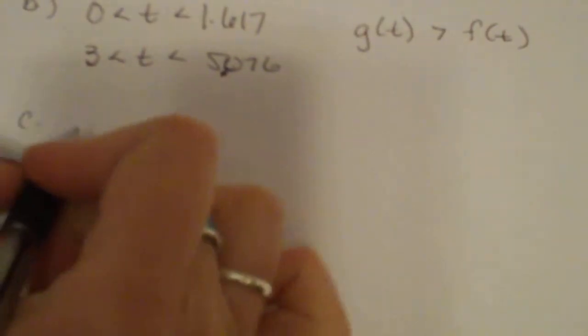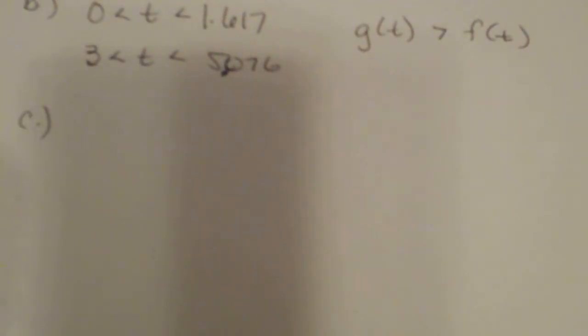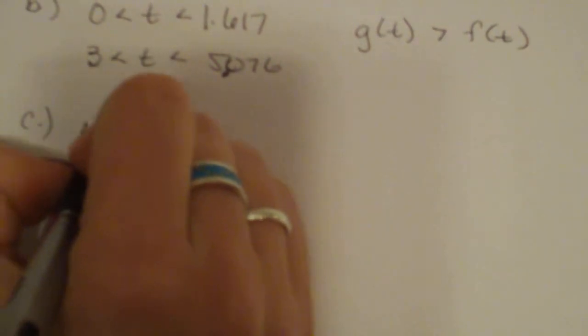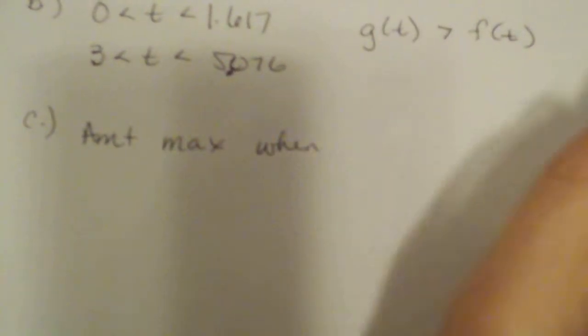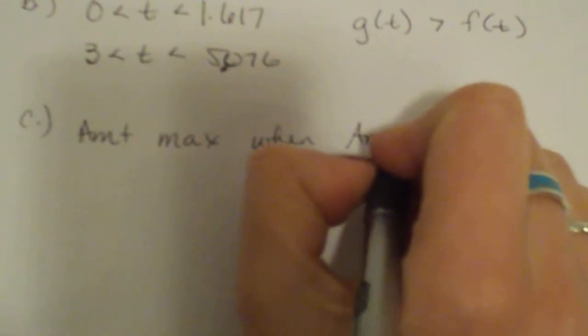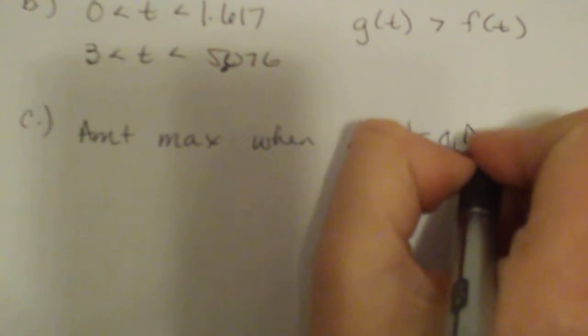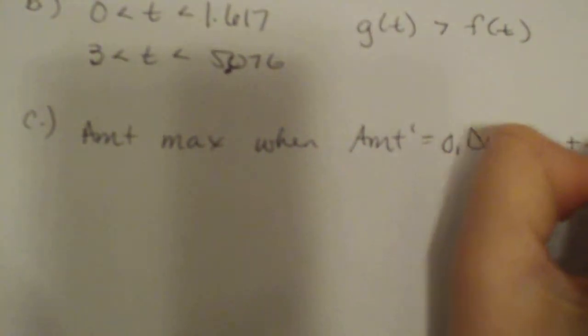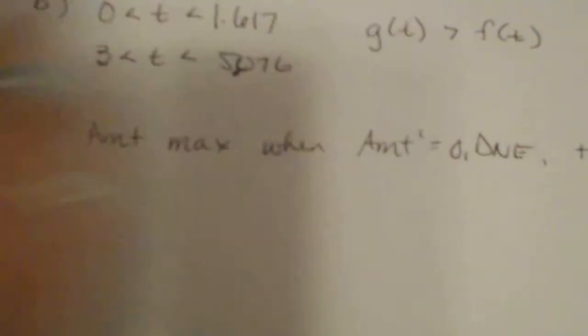This is where they're going to get you, part C. What they want to know in part C is, at what time is the amount of water in the tank the greatest? That's a max. The amount is a max when the amount prime is 0 or DNE, and I have a sign change plus to minus.